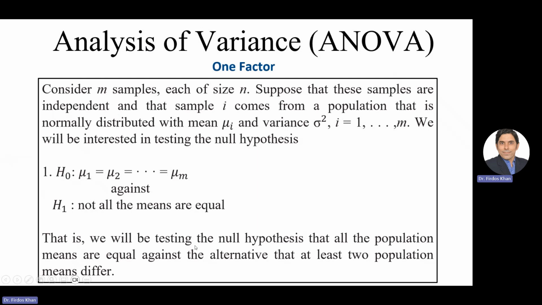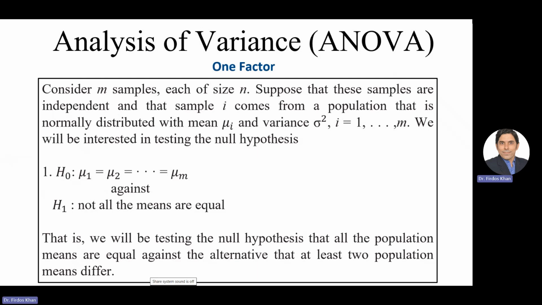This does not mean that all population means are different. Maybe some are different, some are equal. And if you are interested further in which means are different and which are equal, then you need to do some further testing. Maybe we will do that in some other videos, not in this lecture. So the first step is formulating the null and alternate hypothesis.